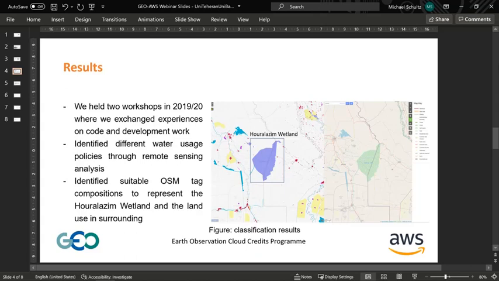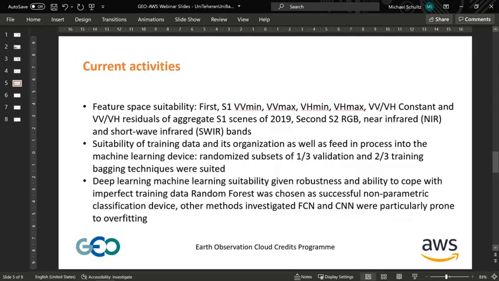So as I already identified earlier, for us it's important to understand the different usage policies and the changes of this wetland, how this evolves over time. All right, so what you saw in our current activities, we were working with Sentinel-1 data and composites of Sentinel-1 data.